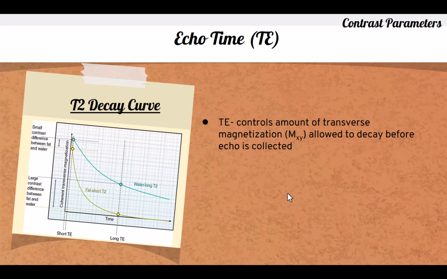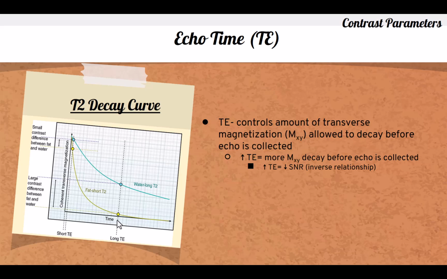Echo time, TE. TE controls the amount of transverse magnetization allowed to decay before the echo is collected. As you increase your TE, more transverse magnetization decays before the echo is collected. As you can see here with this T2 decay curve, both fat and water have a longer time to dephase, meaning those spins are going to be more incoherent, which reduces the overall signal from those tissues. So increasing your TE actually decreases your SNR.